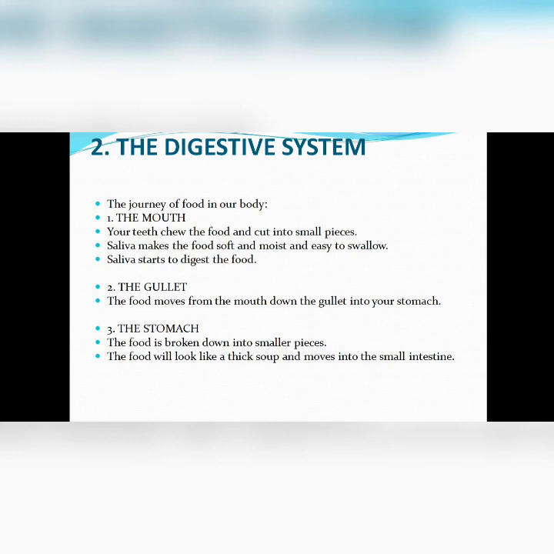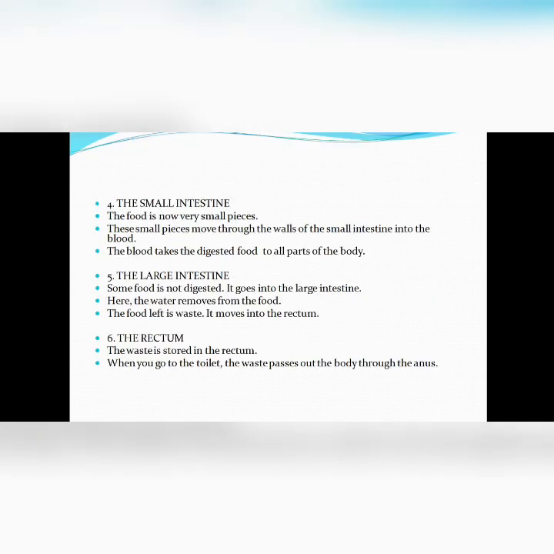And then the third one is the stomach. The food is broken down into smaller pieces. The food will look like a thick soup and moves into the small intestine. Okay, we can see the diagram later. And then the fourth one is the small intestine. The food is now in very small pieces, and these small pieces move through the walls of the small intestine into the blood. And then the blood takes the digested food to all parts of the body.